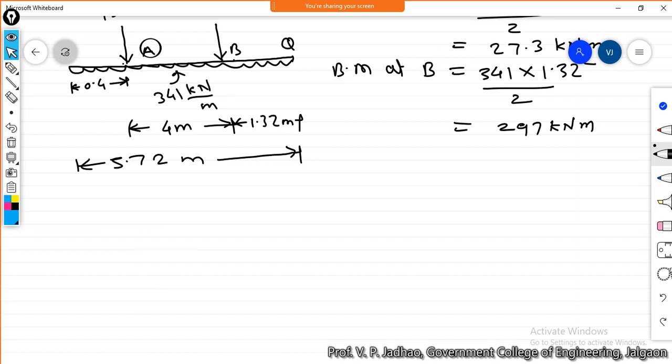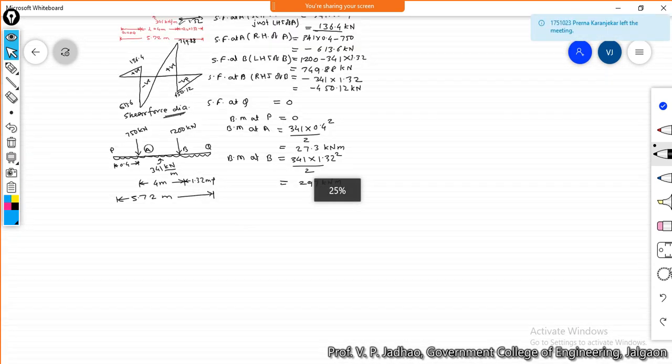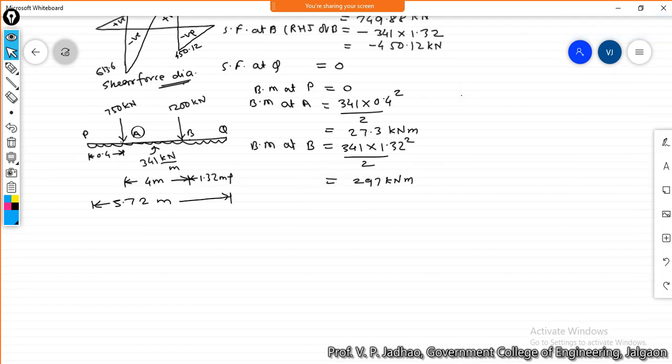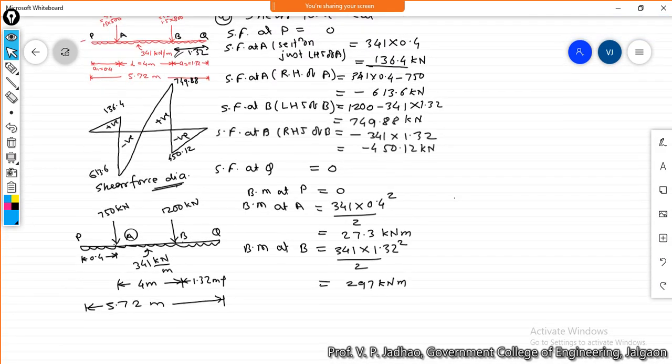Okay, just a minute. I'll just move this. Okay, I'll draw the bending moment diagram here only. Just a minute.